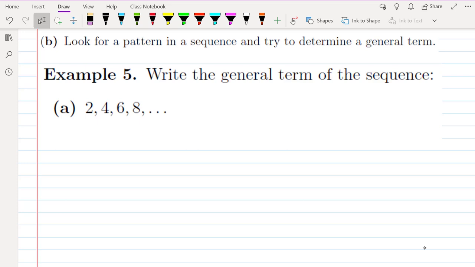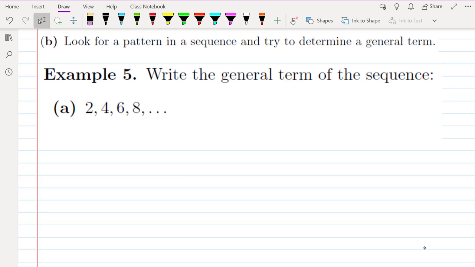All right, continuing, the next objective in Chapter 11, Section 1 is to look for a pattern in a sequence and try to determine the general term. So remember, the general term is a function or a rule that we can use to represent that sequence. So write the general term of the sequence. We have our list 2, 4, 6, 8, and so on, and we are looking to write down a rule that represents this.